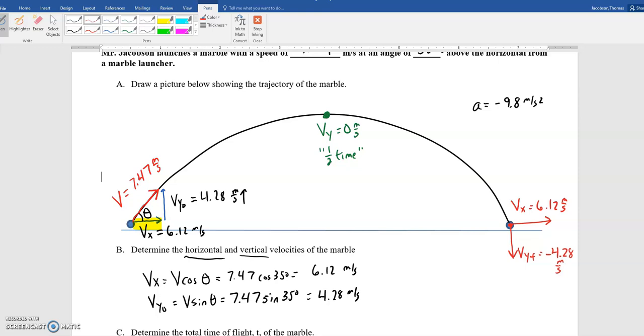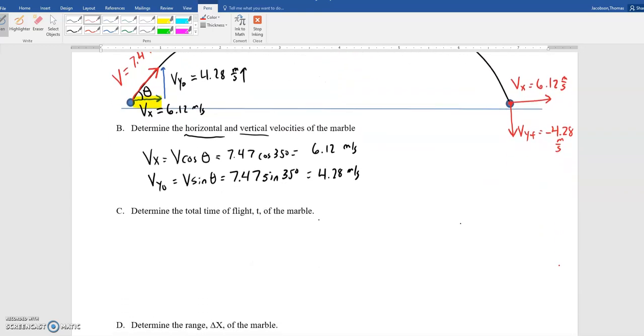That's everything we know. So we know the initial velocity. We can break that up into its components of vertical and horizontal. We know that gravity is negative 9.8. We know that at its maximum height, the vertical velocity is 0, and that occurs at half the time. Knowing that allows us to solve for the rest of the problems.